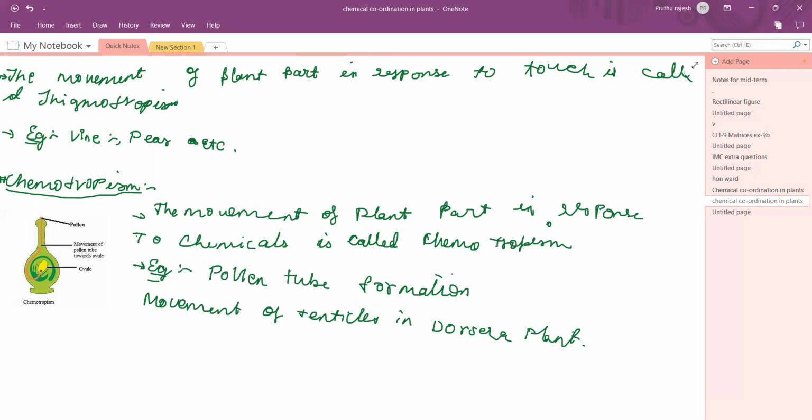So what does this mean? In this example, we have taken pollen tube formation. When the pollen grains fall on the stigma, the pollen tube travels down to the ovule to get fertilized to form seeds and fruit. So in that process, there's a pollen tube which carries this. During the process of fertilization, the pollen tube gets formed, and so chemotropism occurs.